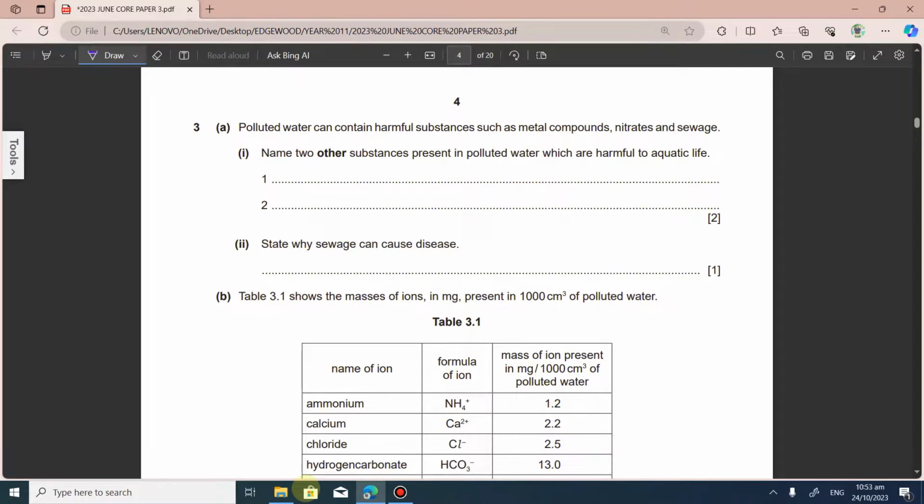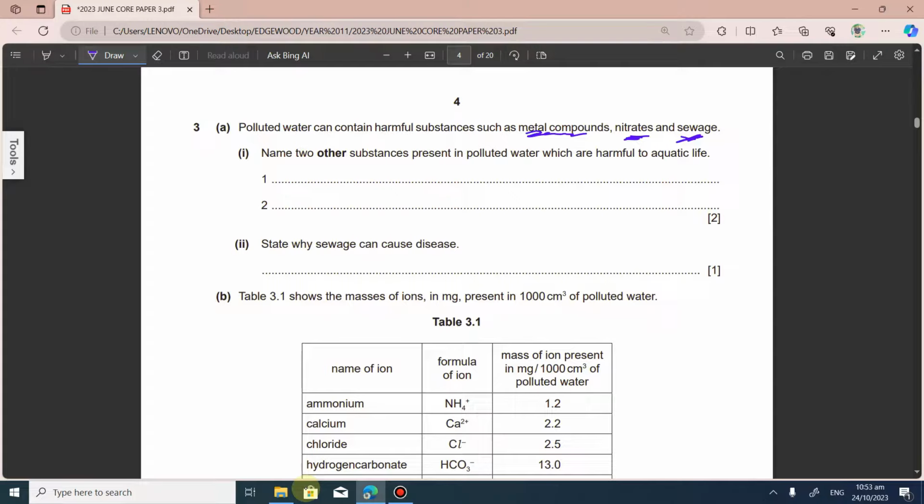It says polluted water can contain harmful substances such as metal compounds, nitrates, and sewage. Name two other substances present in polluted water which are harmful to aquatic life. Now, under chemistry and the environment, we have water, and under that, we have the harmful substances and the beneficial substances. Under the harmful substances, we have metal compounds such as lead and mercury. We have the nitrates, which are from fertilizers, and we also have the sewage, which is majorly human waste.